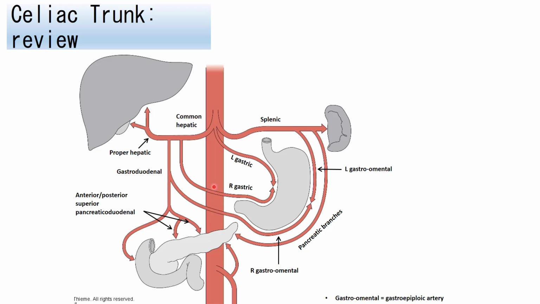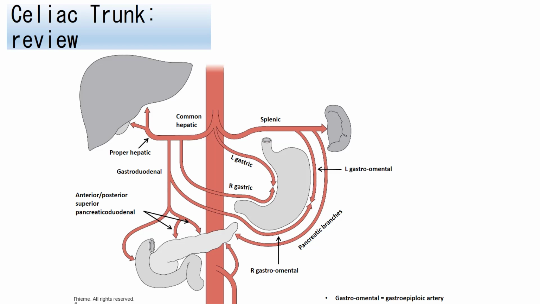The right gastric artery supplies the lesser curvature of the stomach. The left gastric artery does the same. The gastroduodenal artery that we can see coming down here has the right gastro-omental artery that will supply the greater curvature of the stomach and the greater omentum. It also has the anterior superior pancreatico-duodenal artery that supplies the anterior duodenum and the pancreas. And it has the posterior superior pancreatico-duodenal artery that supplies the posterior duodenum and the pancreas and also the lower part of the bile duct.